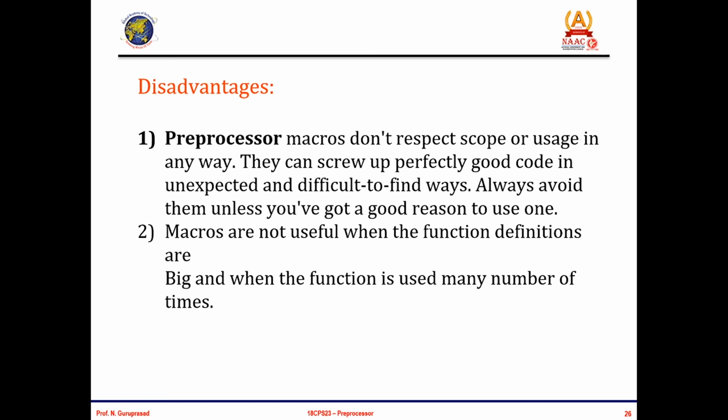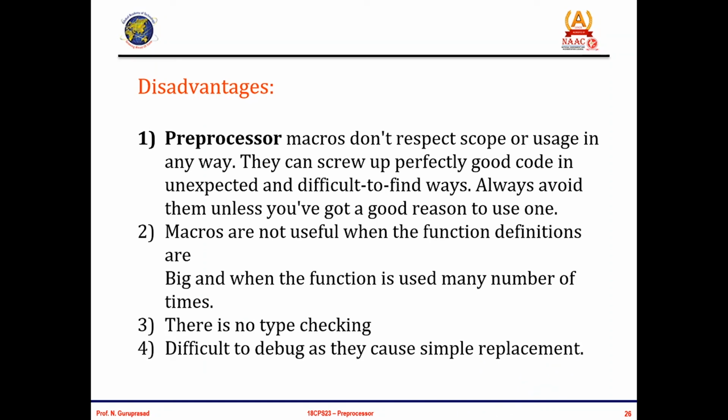And the third one is there is no type checking, right? Which you used to have in earlier cases of programming languages. In the preprocessor, you don't have any type checking. And the last one is that it is difficult to debug as macros cause simple replacement. That is what macro substitution is all about. And hence, because of the property of macro substitution, it is difficult to debug. So that's what we have seen, the advantages and disadvantages.